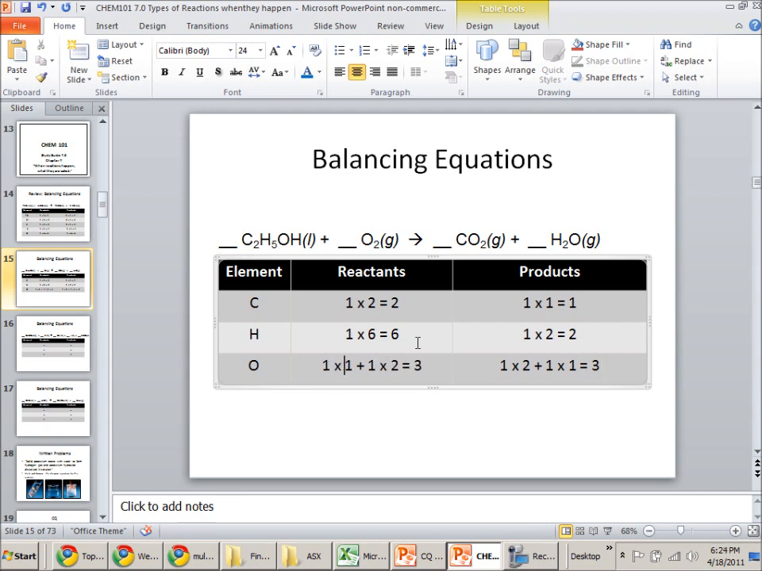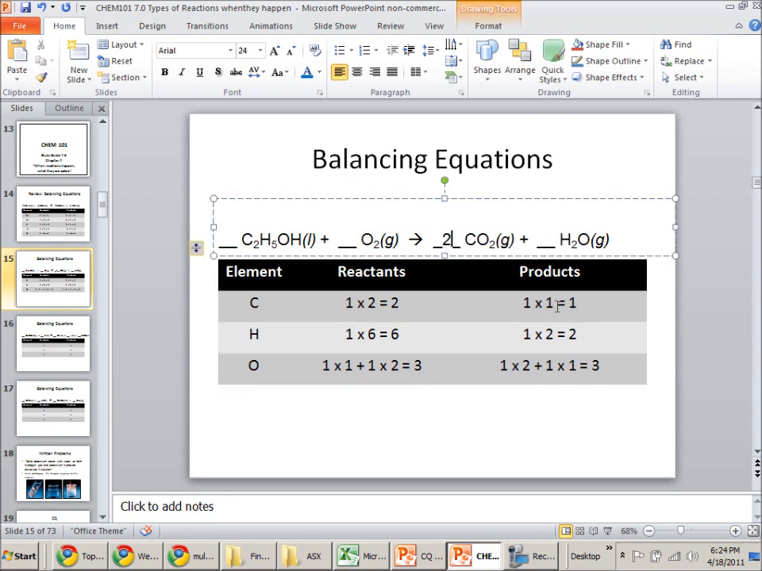Is this balanced yet? Yeah, look, there's 2 carbons in the reactants, but only 1 in the products. There's 6 hydrogens in the reactants, 2 in the products. For oxygen, 3 in the reactants, 3 in the products. That's at least balanced. That's good. But we need to get everything balanced. So for carbon, if we have 2 in the reactants, how can we make the products have 2? Should we put a 2 in front of the water? Would that help with carbon? But it would with the CO2, right?